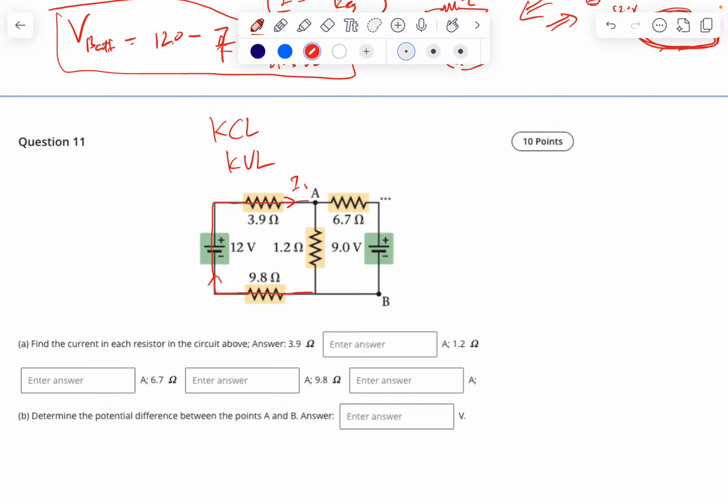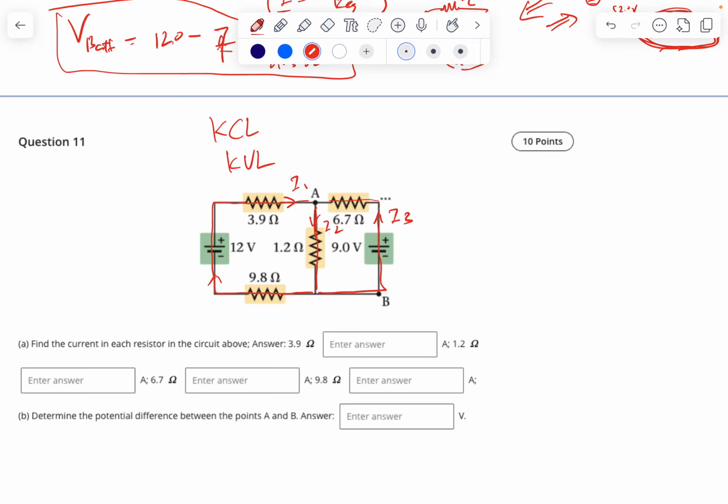Current on this branch is I1. Current on this branch, we call this I2. So this is a branch, right? Current on this branch, we call this I3. So this is another branch. So total 3 branches. Okay, so the first step, you just assign current for each branch.